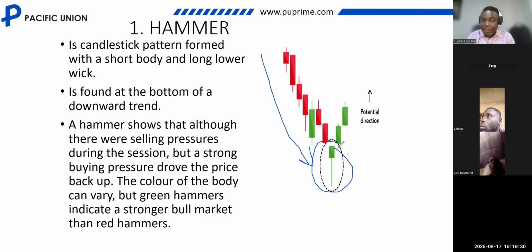Now, if it is green, very good. It means the buyers have already taken over the market, and the buying pressure is very strong. But even if it is red, the market will still buy, but the volatility may not be as much as if it was green. I'll repeat that. If it is green, the buying pressure is very, very strong. And if it is red, it will still buy, but the buying pressure is not so strong.